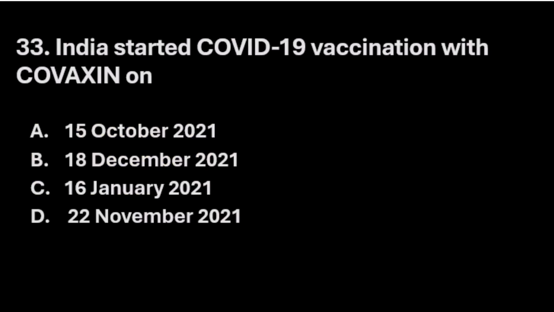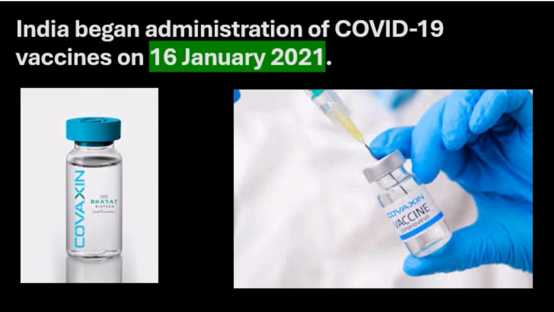Next question. India started COVID-19 vaccination with Covaxin on option A October 2021, option B 18 December 2021, option C 16 January 2021, and option D 22 November 2021. The right answer here is option C 16 January 2021.